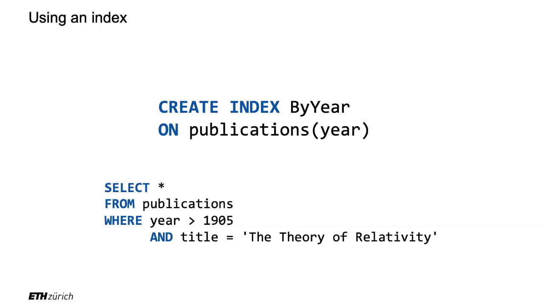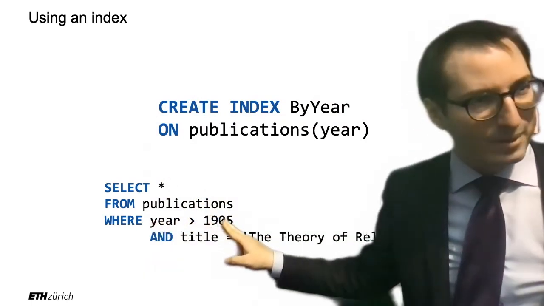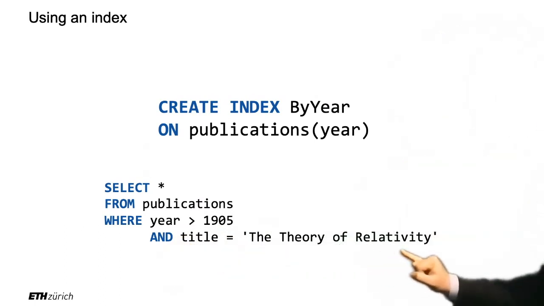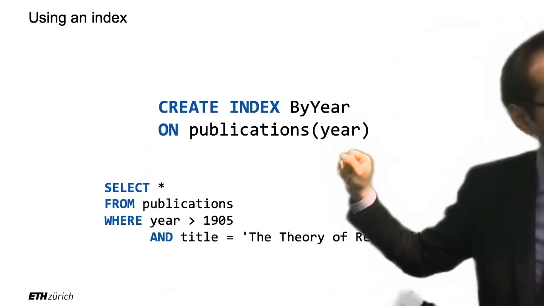It's a B+ tree, because I didn't specify otherwise. So I can support range queries, right? If I get a query where year is strictly higher than 1905, this I can do with a B+ tree. But here's the thing. I have an end title, the theory of relativity. Title, it's not in the index anywhere. What do I do with that?